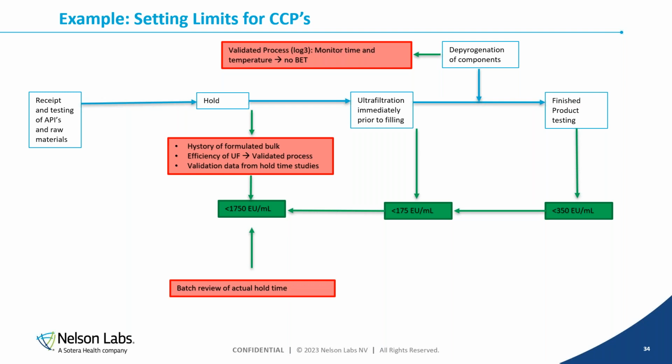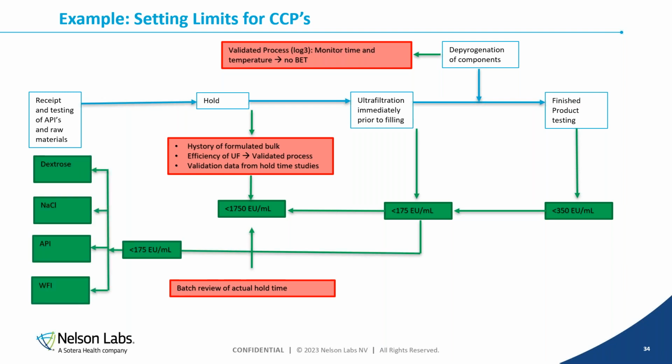If we look at this a little bit closer, of course, we will also have a batch review of the actual hold time. So this is actually a second control for this critical control point. So we will look at the hold time and temperature in our production chain, and this should be below the validated values.